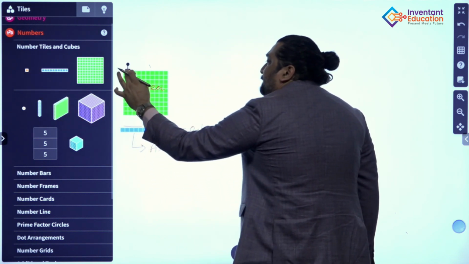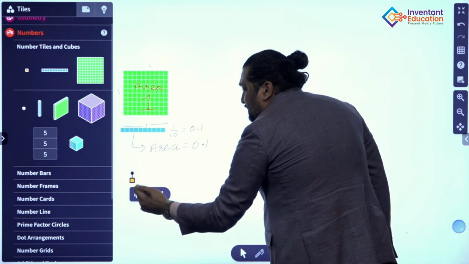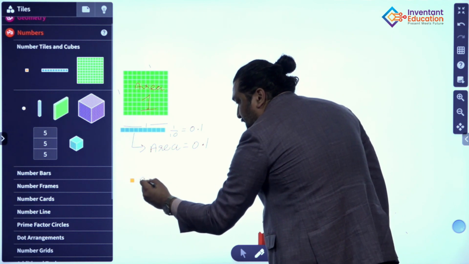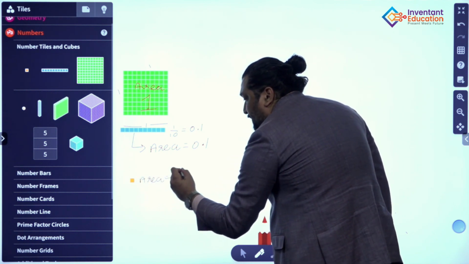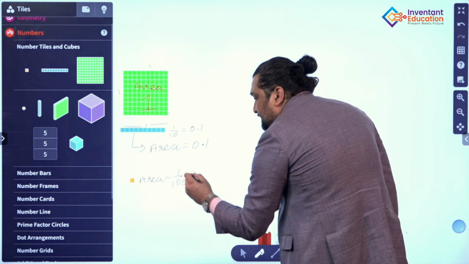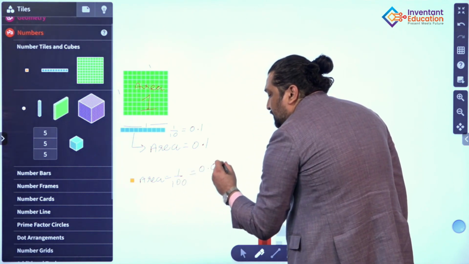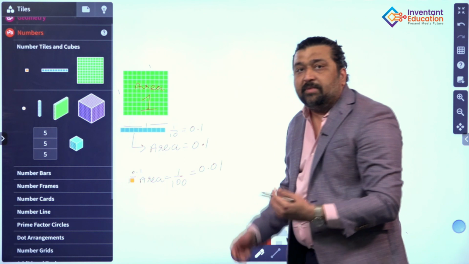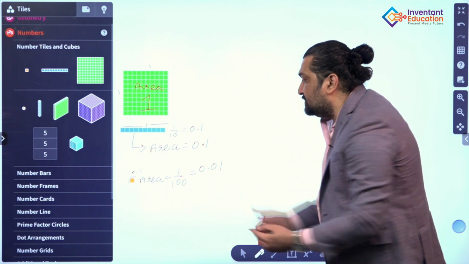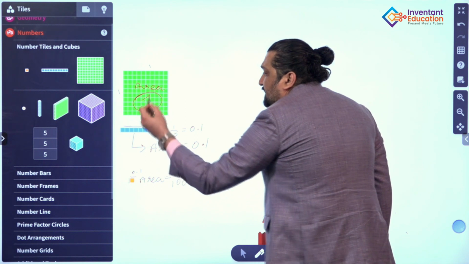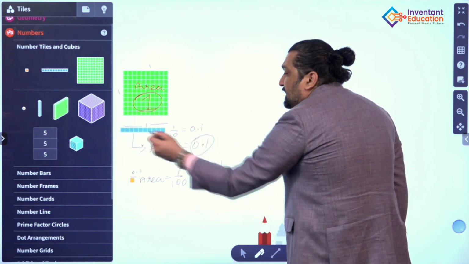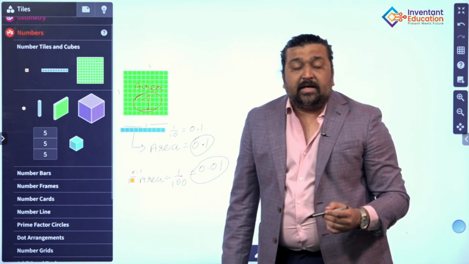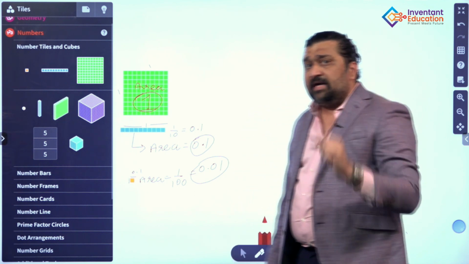Now consider this small square. This is the 100th part of my 1. So its area will be 1 upon 100, which is like 0.01, and the side of this square is 0.1. So 0.1 multiplied by 0.1 is 0.01. So these are the three areas. Area of this is 1, area of this strip is 0.1, and area of the small square is 0.01.